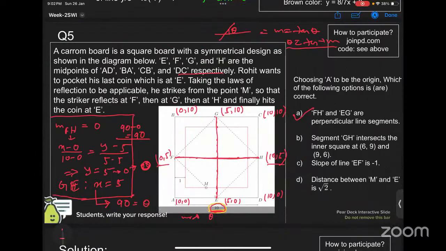Okay, let us now check the second option. Segment GH intersects the inner square at (6, 9) and (9, 6). The inner square means this square. So basically we have to calculate these two points.